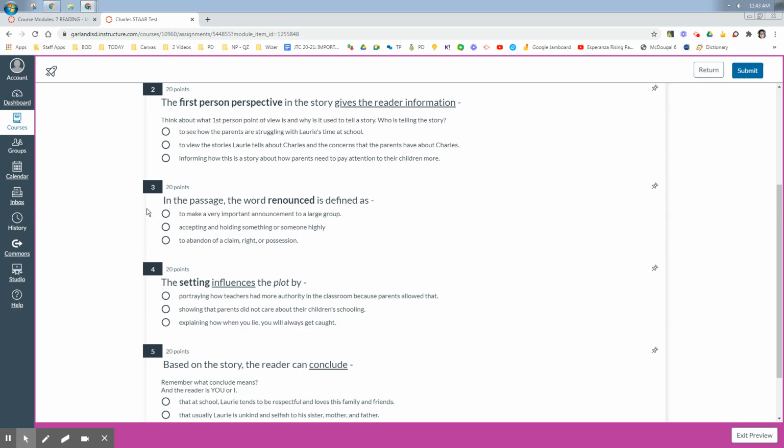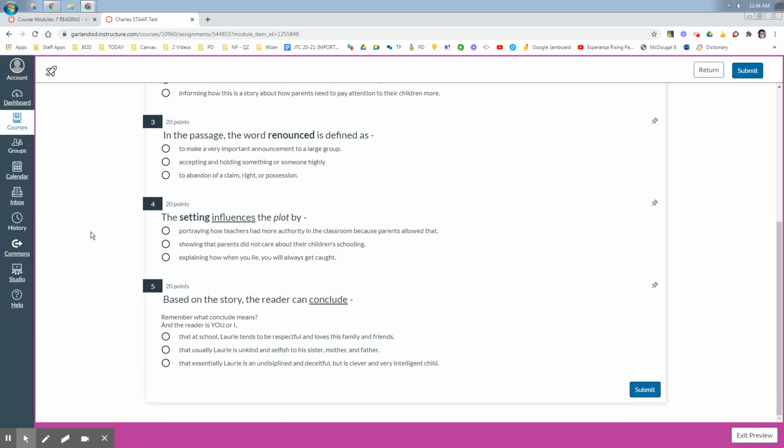Number 4, the setting influences the plot by portraying how teachers had more authority in the classroom because parents allowed that. The setting influences the plot by showing that parents did not care about their children's schooling. Or the setting influences the plot by explaining how, when you lie, you will always get caught. Remember what setting means and what influence means and how it's important to the plot.